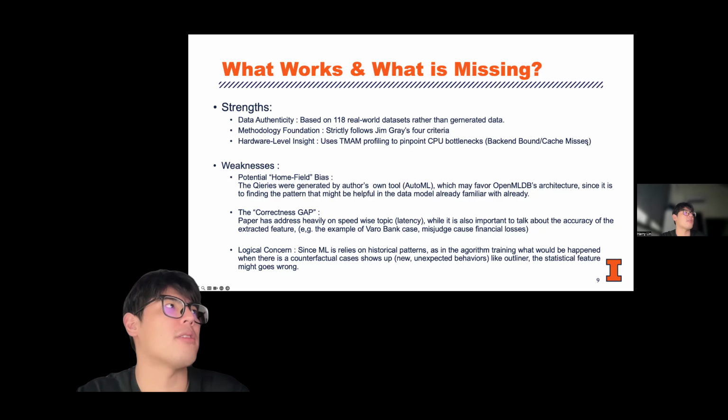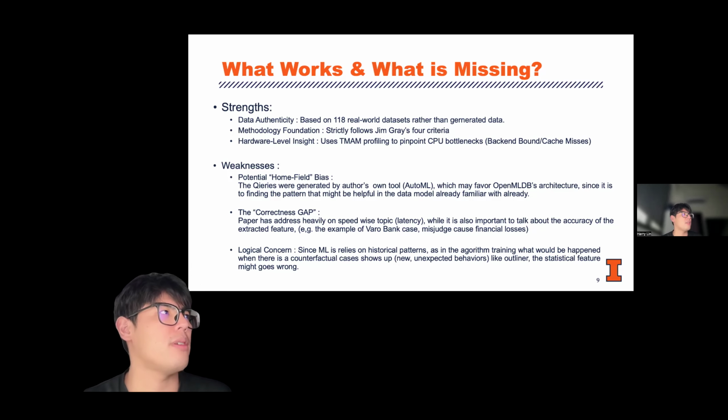Here I'm gonna talk about the strengths and the weaknesses. First, I'm gonna talk about three things. One is the data authenticity: this paper is based on 118 real-world data sets rather than generated data. The methodology foundation is strictly allowing gradings for criteria and Harvard-level insight. This paper used profiling to pinpoint the CPU bottleneck, like I mentioned earlier.